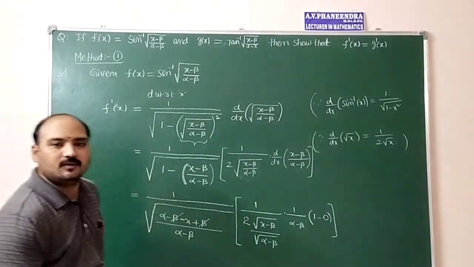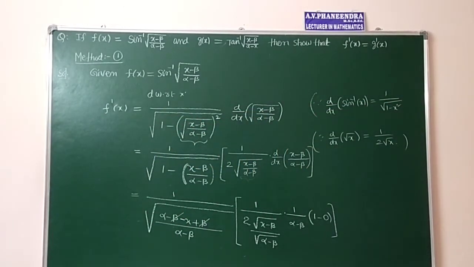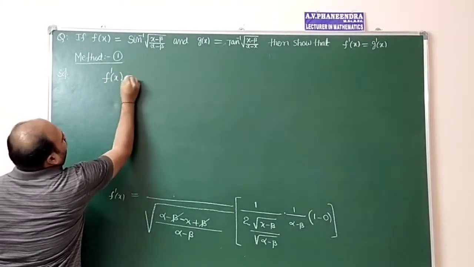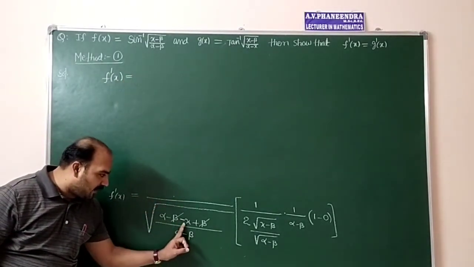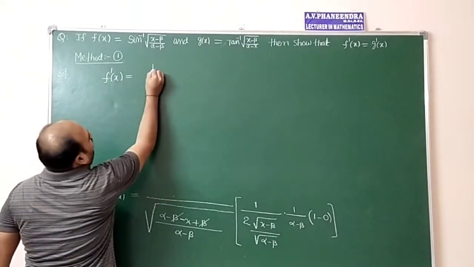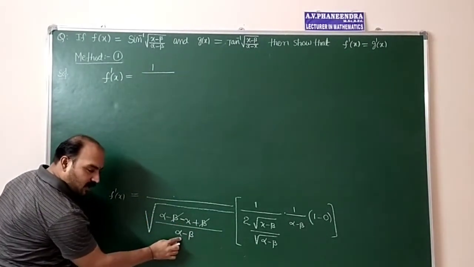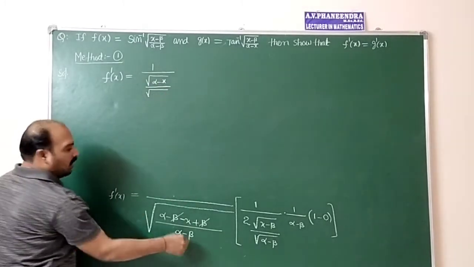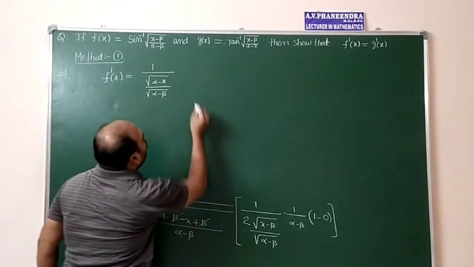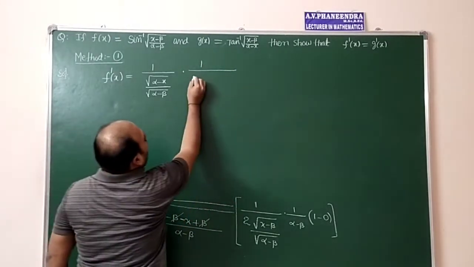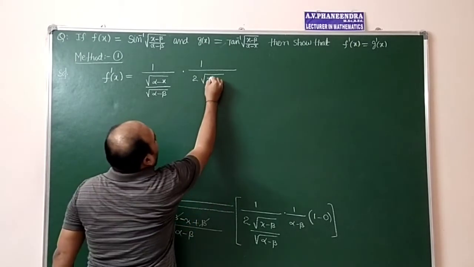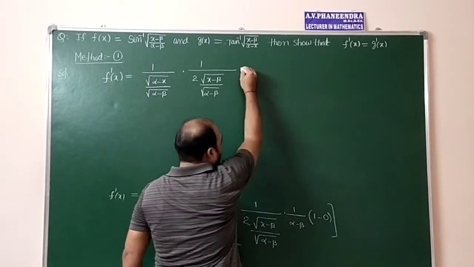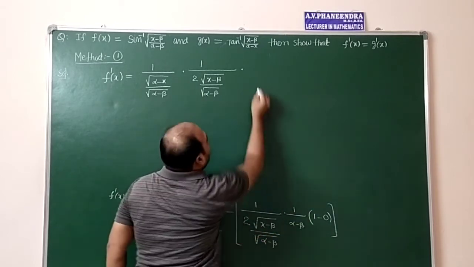Now you have to simplify. Next step, f dash of x equal to 1 divided by alpha minus x by alpha minus beta. 1 divided by root alpha minus x by alpha minus beta means root alpha minus x whole divided by root of alpha minus beta, into 1 by 2 into square root of x minus beta divided by square root of alpha minus beta, into 1 minus 0 is 1, into 1 by alpha minus beta.